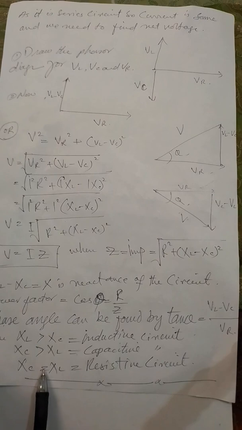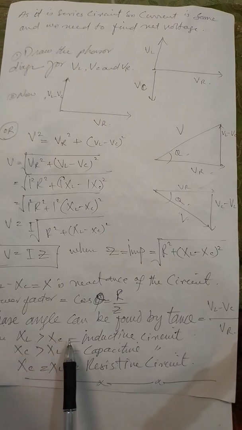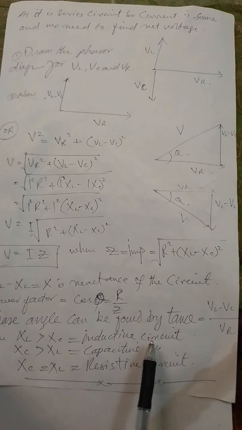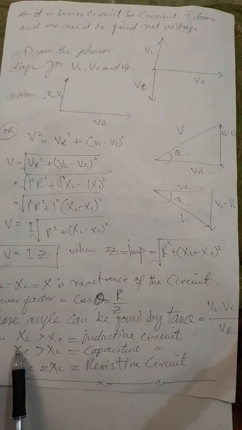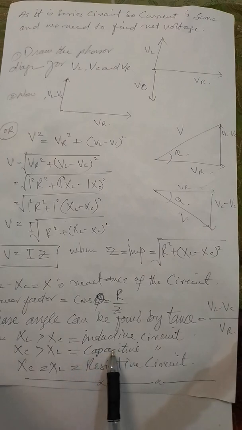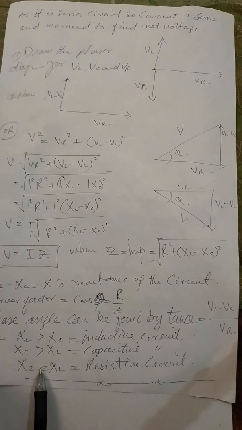We have three different results for the RLC series circuit. First, if the inductive reactance is greater than the capacitive reactance, the circuit is called an inductive circuit. When the capacitive reactance is greater than the inductive reactance, we call it a capacitive circuit. And if the values of the capacitive reactance and the inductive reactance are equal, we call it a resistive circuit.